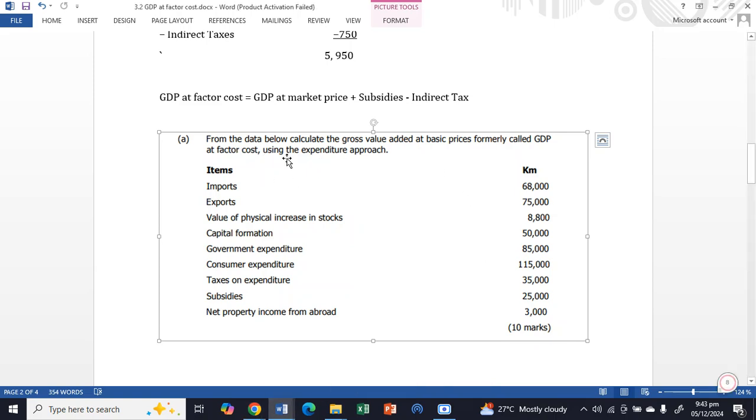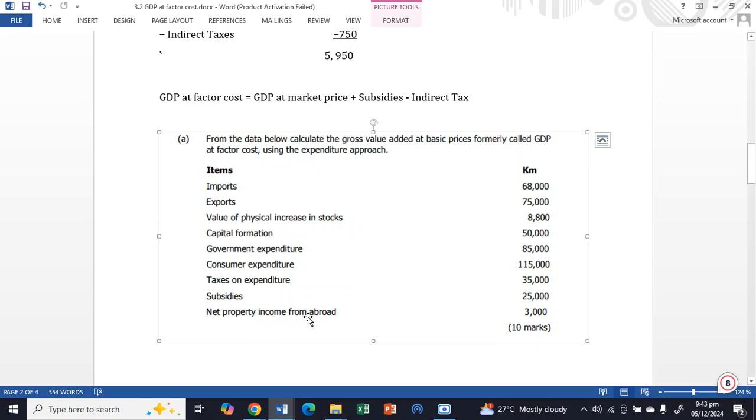So we've got information here: imports, exports, value of physical increase in stocks. Colleagues, this is investment by businesses. Capital formation, again, this is investment by businesses. Okay, government expenditure, consumer expenditure, taxes, subsidies, net property income from abroad.